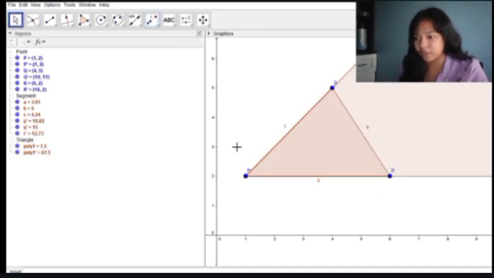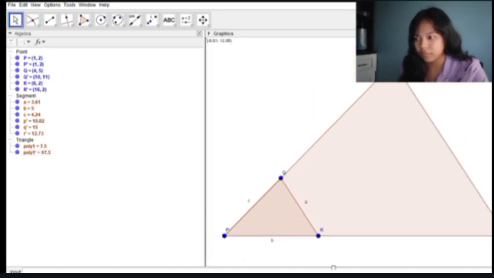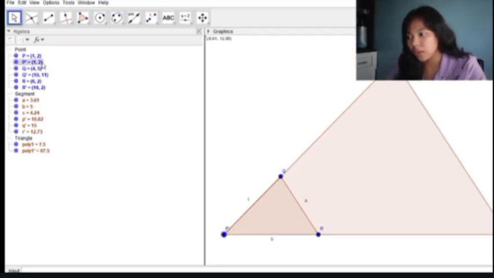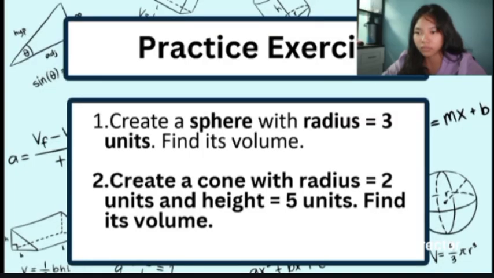Let's zoom it out. So this would be the new coordinate, P prime, Q prime, and R prime. So this is all about translation.